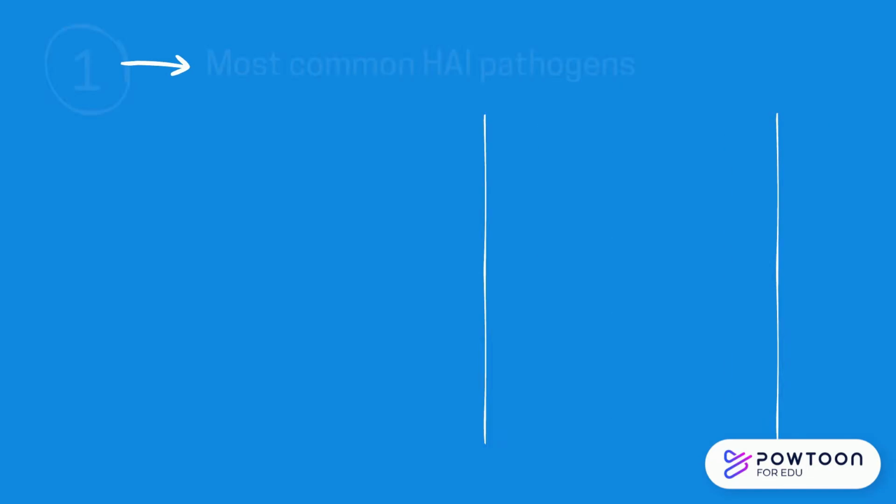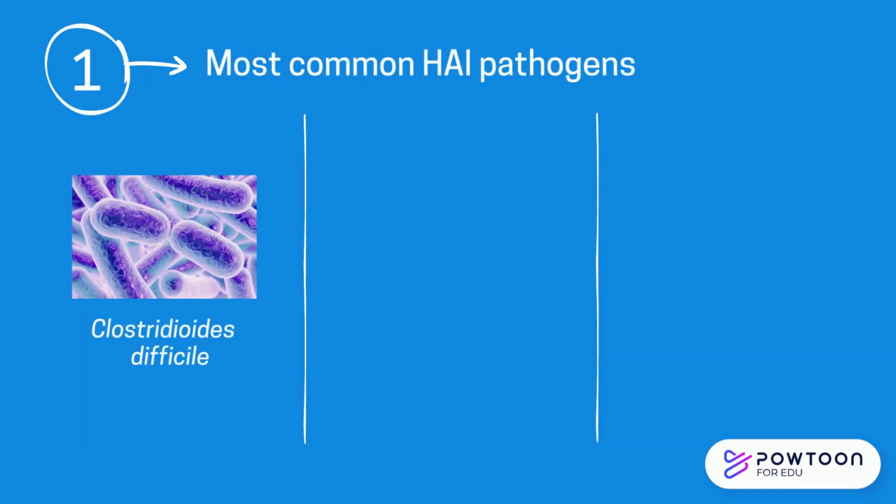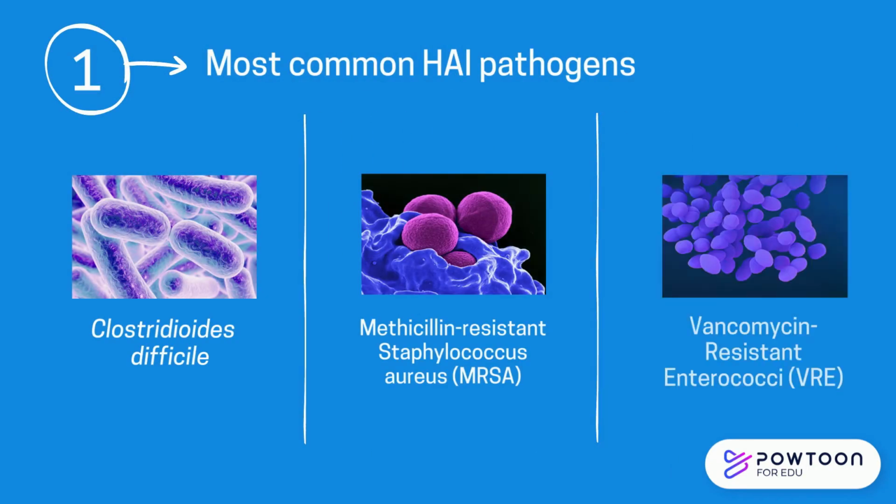In Ontario, the three most common pathogens that result in HAIs are C. difficile, MRSA, and VRE, with C. difficile being the most common.